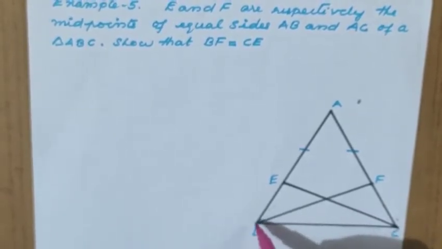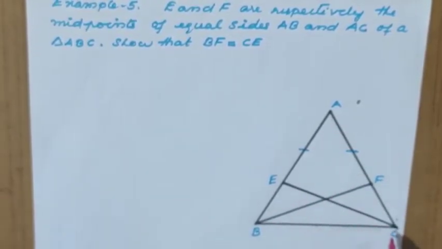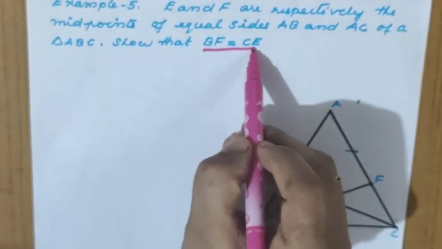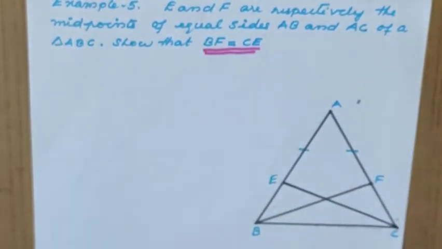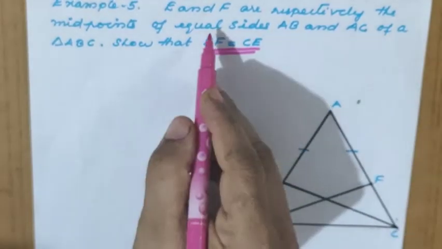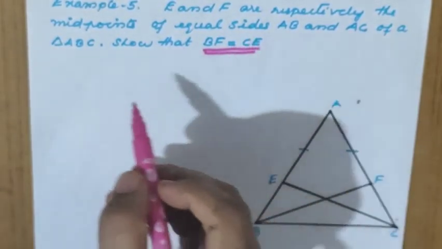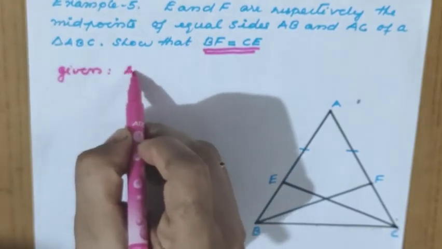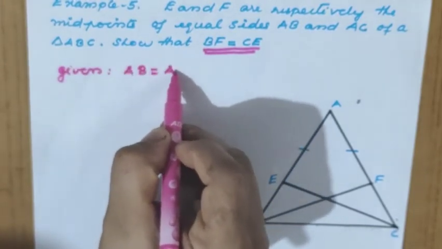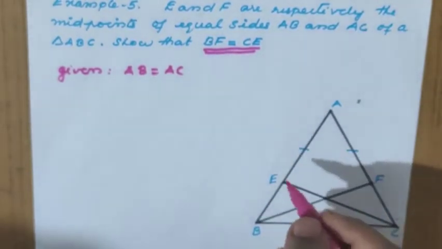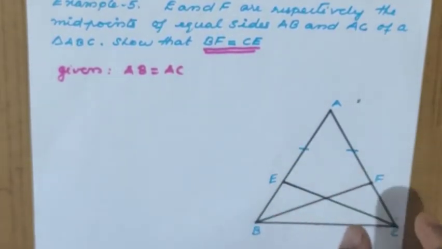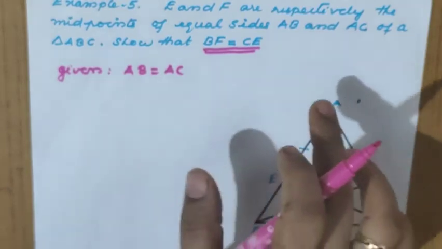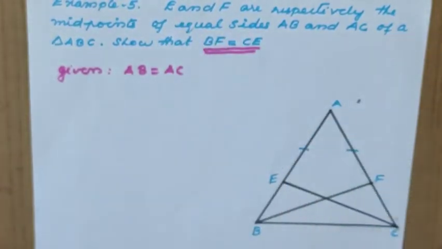BFA and also CEA we are going to take. That is the two sides to be proved. Okay, understood. Now what is given in the question? E and F are the midpoints of equal sides AB and AC. So what we should write here? Given AB equal to AC, and E is the midpoint. In the diagram it may not look like that, it's a rough diagram only, don't think in that way. E and F are the midpoints.